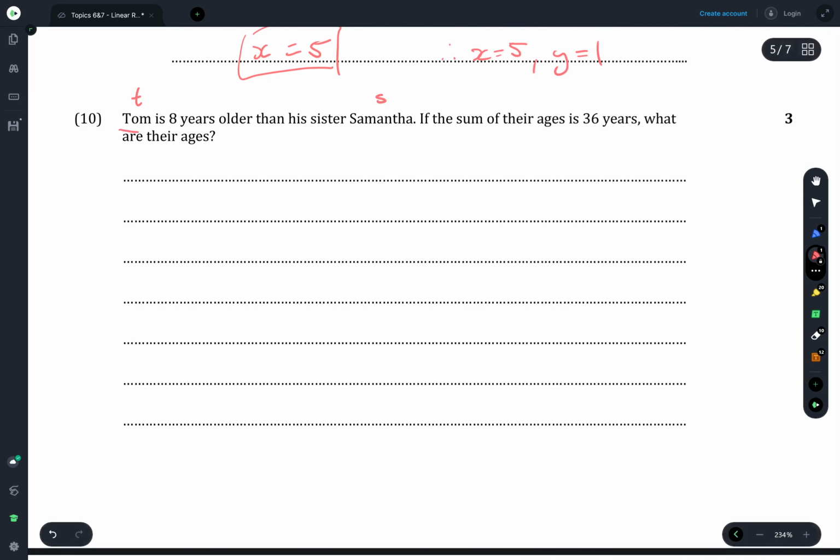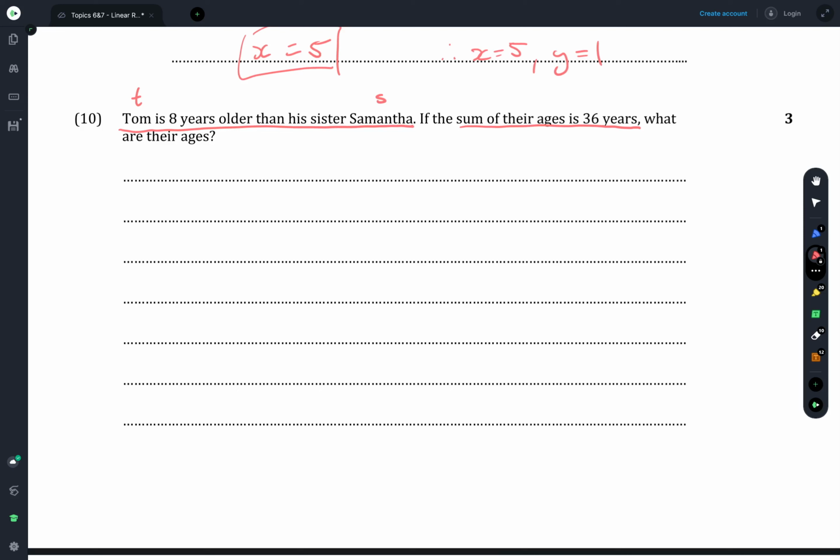From that, we're told that Tom is 8 years older than his sister Samantha. So that's our first piece of information. And the second piece of information is that the sum of their ages is 36. In these questions, you are always going to be given two pieces of information. If you're not given two pieces of information, there's no way you can possibly solve the question.